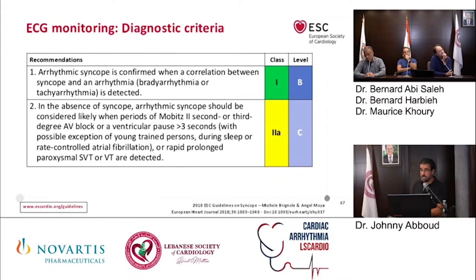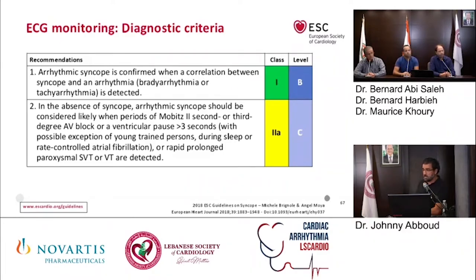The recommendation also as diagnostic criteria: if you implant the loop recorder, what's diagnostic for cardiac cause of syncope? Arrhythmic syncope is confirmed when a correlation between syncope and the arrhythmia, bradycardia or tachycardia, is detected. Okay, so it's very important when you have a recording of an episode of bradycardia to see if it's symptomatic or not. So you ask your patient, did you feel anything during that minute or that hour? In the absence of syncope, arrhythmic syncope should be considered likely when periods of Mobitz 2 second degree or third degree AV block or a ventricular pause of more than 3 seconds, with possible exception of young trained person during sleep or rate controlled atrial fibrillation, or rapid prolonged paroxysmal SVT or VT are detected.